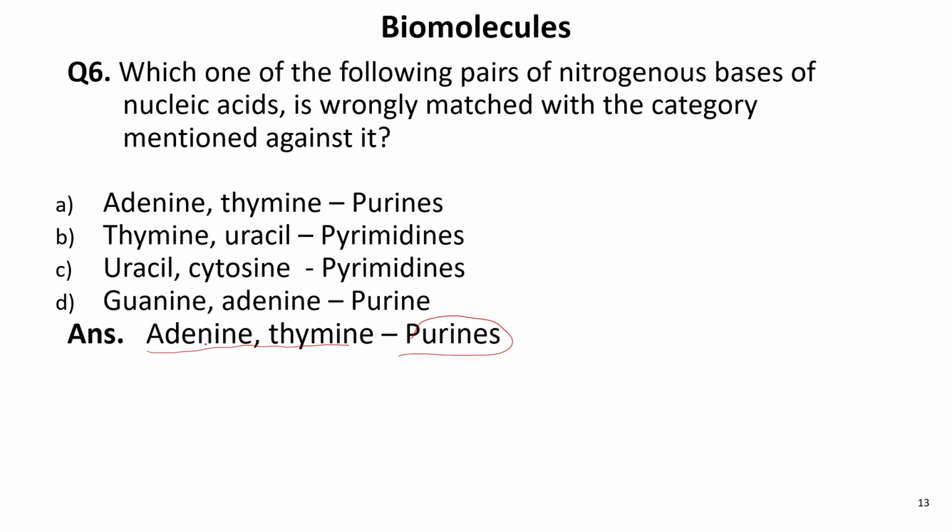Actually, this is a wrong match, and here in the question it is also asked for the wrong match. So if you see thymine, uracil and cytosine, these are the pyrimidines. Uracil and cytosine, again they are pyrimidines. Guanine and adenine, these are the purines, but adenine and thymine, these are not purines. Thymine is not a purine. Okay. So the correct answer is adenine and thymine are purines.